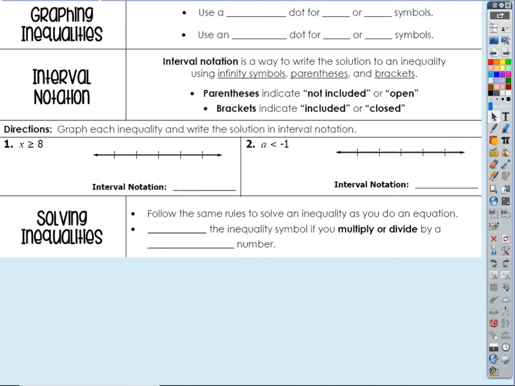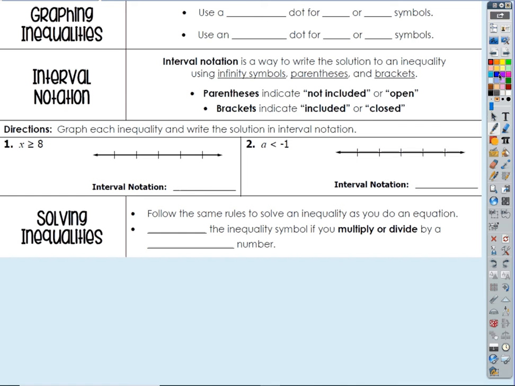So inequalities, not hard stuff. You've done this before. There's maybe one little new thing we'll add, but it's pretty minor. We're going to look at how we graph inequalities, how we represent inequalities using interval notation, which I believe will be new, and then how we solve inequalities, which is no big deal. So when we graph inequalities, remind me how this works real quick.